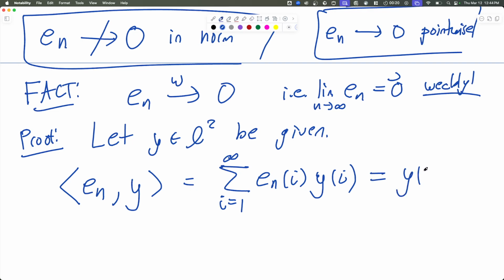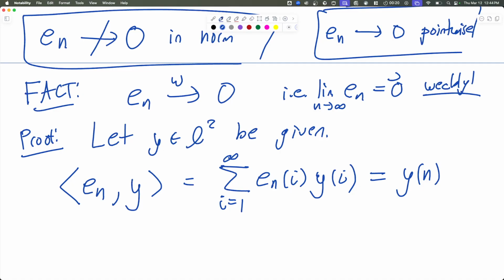The reason it's y of n is because e_i is almost all zeros. Most of the terms are 0, except for when i equals n, then it's 1, and you have 1 times y_n. Okay, so it's y_n. We want to prove that this goes to 0. We would like to show this goes to 0.